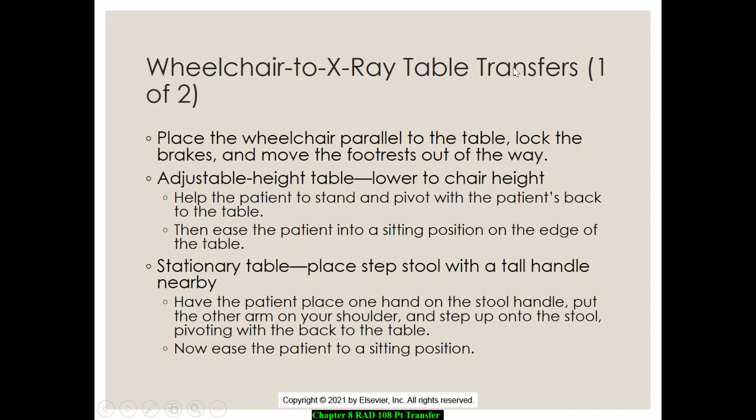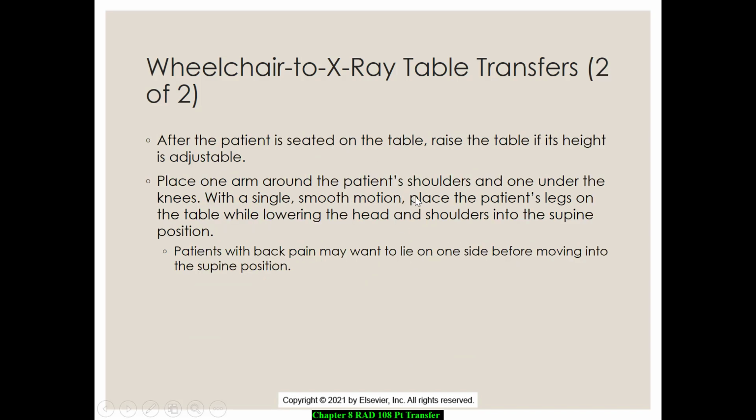So when you do bring them to your x-ray room, the big thing to remember is to keep that wheelchair parallel to the table. You're going to lock those brakes, and you do have to remove those footrests so that they don't trip over those. Your table can be adjusted to chair height, and if it is a stationary table like your fluoroscopy units will be, you're going to use a step stool with a handle to help guide them up onto the table.